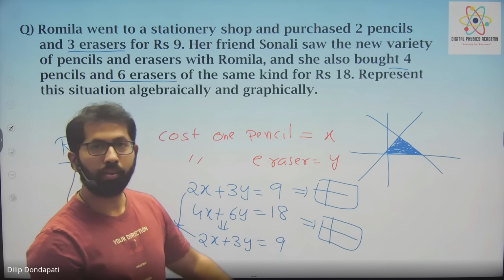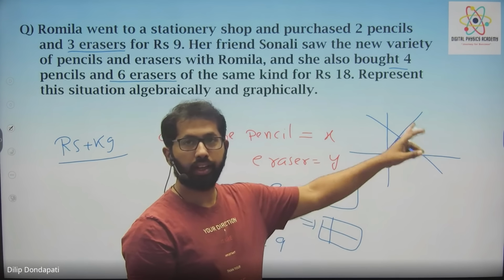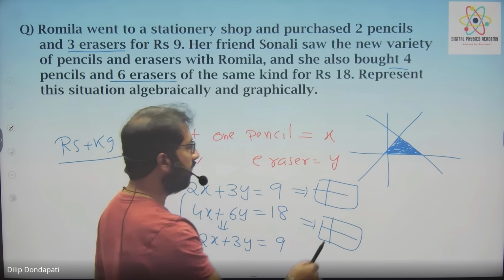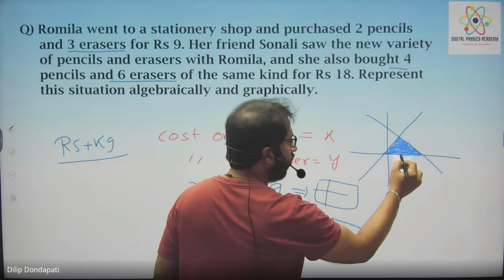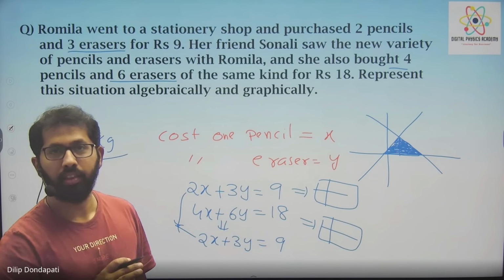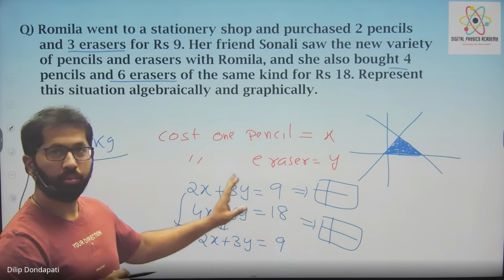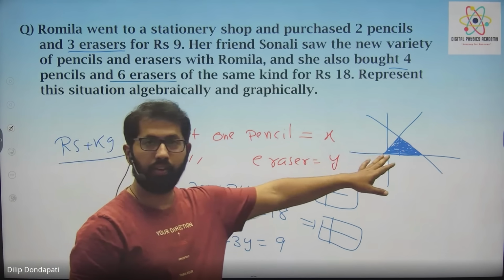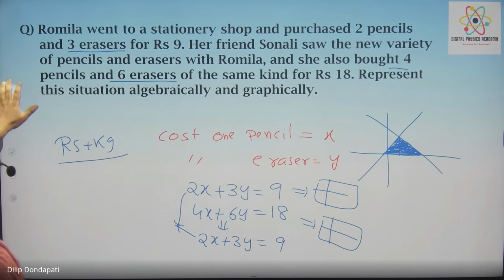What is the formula for the area of a triangle? Half into base into height. So if you multiply base and height from the graph, you will get exactly the answer. They will not ask simply to draw intersecting or parallel lines. They will ask like this only, area-based questions. So like that we will see one.